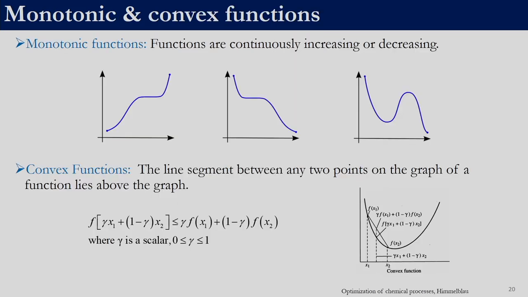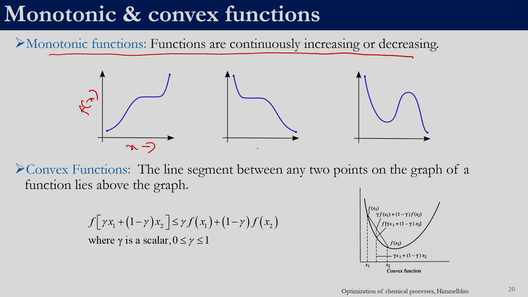Now let us look at monotonic functions and convex functions, right? We will be using these terms very often. Monotonic functions are functions which are either continuously increasing or decreasing with respect to x. So for example, in this case, as we increase x, the value of f of x keeps increasing, right? So it has a monotonic nature to it.